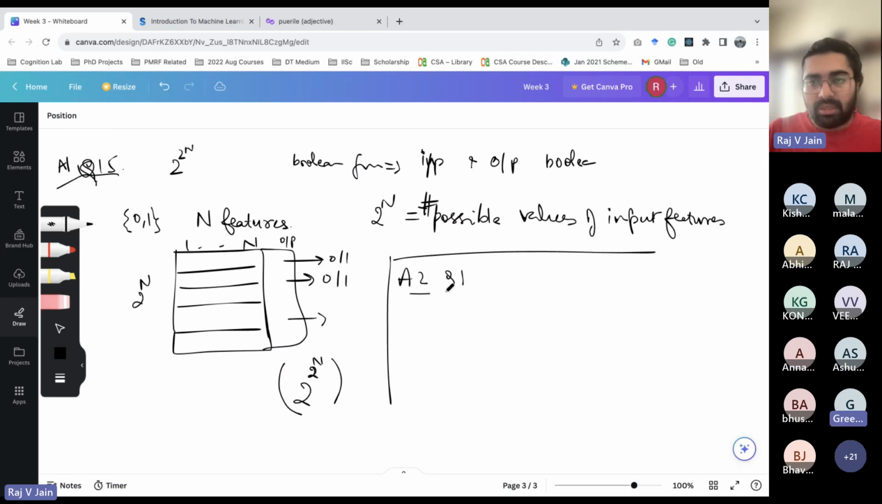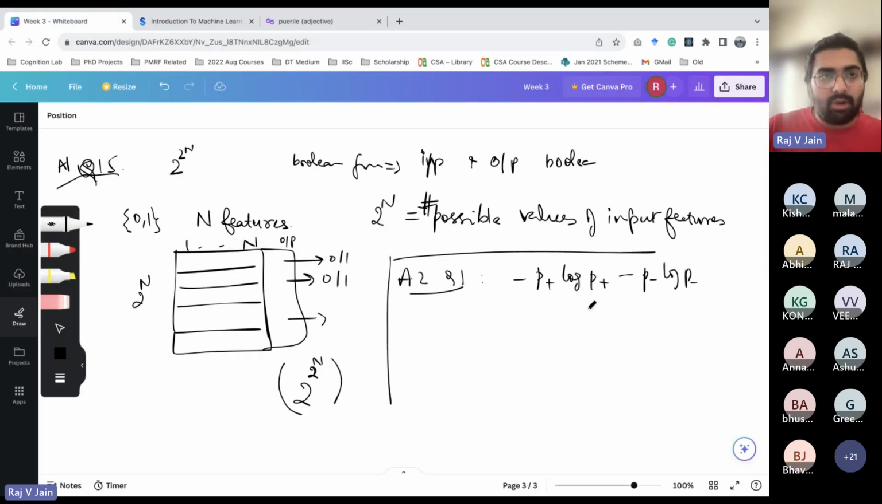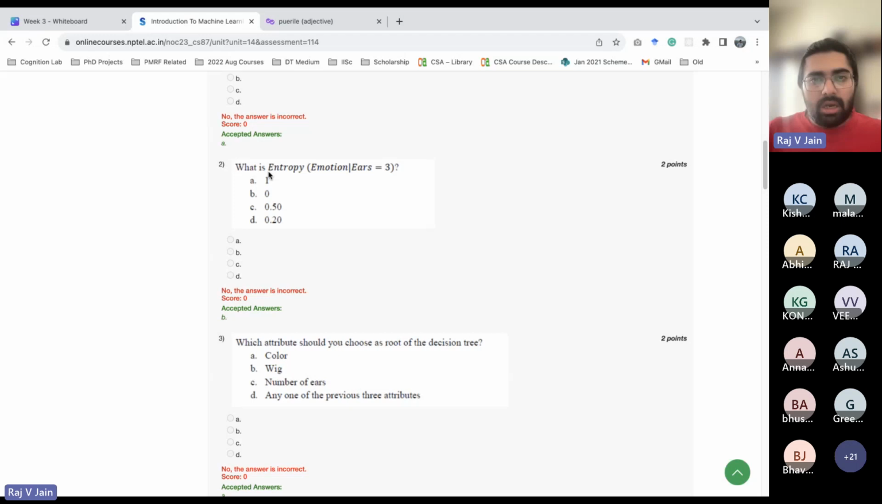Assignment 2 question 1 is the same formula that we have been applying last time, right? So proportion of positive, log of proportion positive, proportion negative, log proportion negative. Here you can take anything as positive or negative, that's fine. But you will get this as log base 2, as I confirmed last time. So you will get the answer as 1. Okay, so A is the right answer.